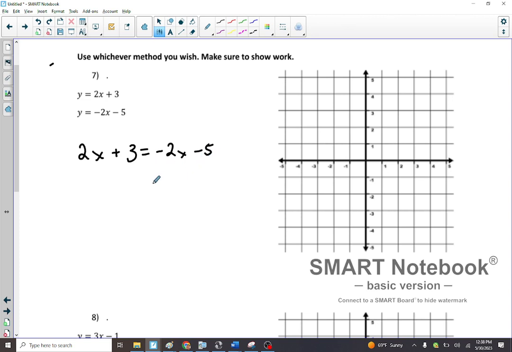So I move the smallest x. What's smaller, 2 or negative 2? Negative 2, so plus 2 on both sides.